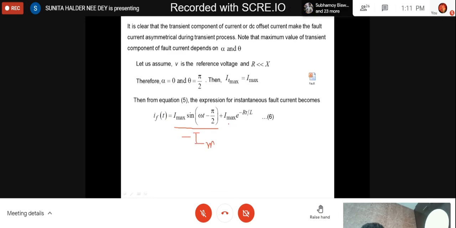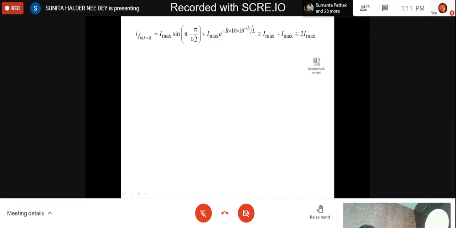So at t equal to 0, the steady state component is minus Imax. Similarly, at the same time, the transient component is plus Imax. So at t equal to 0, fault current is 0. Obviously, that will happen because at t equal to 0 there was no fault current. But what will happen then? When omega t equal to pi, just you put here pi, then the sinusoidal component will have the positive maximum peak.